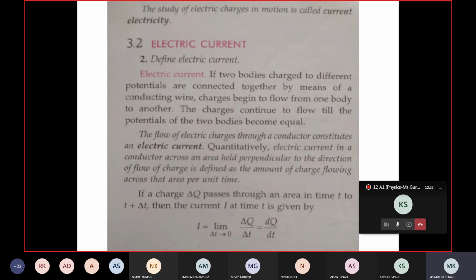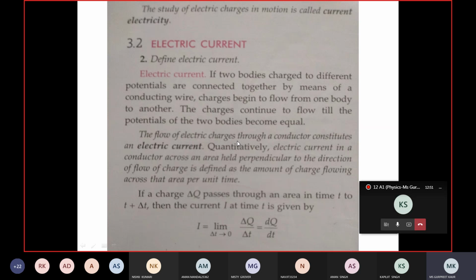So first of all, we must define what is electric current. Electric current क्या है? That is, flow of electric charges through a conductor constitutes electric current.